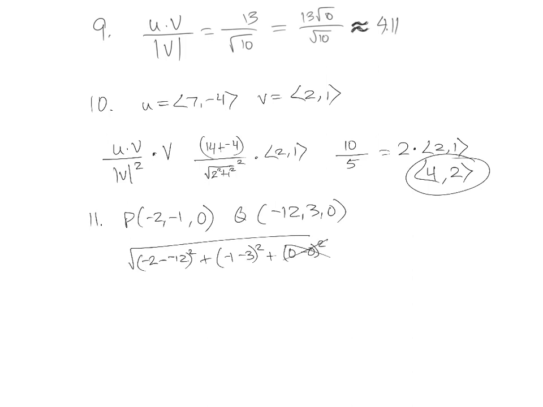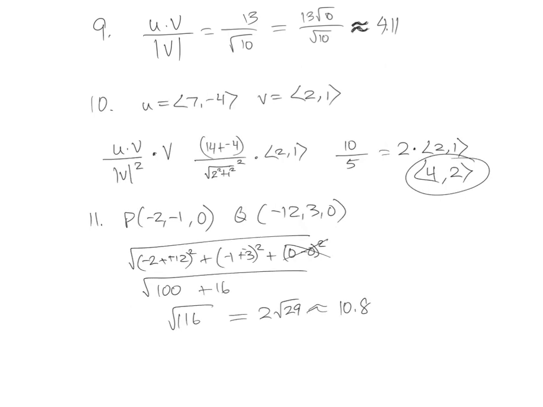So the zeros are gone. Negative 2 plus 12 is 10. 10 squared is 100. Don't forget the radical. Negative 1 minus 3 is negative 4. Negative 4 squared is 16. The square root of 116, I took as an answer, but really it's 2 square root of 29, 58 times 2. Okay. And that's approximately 10.8.